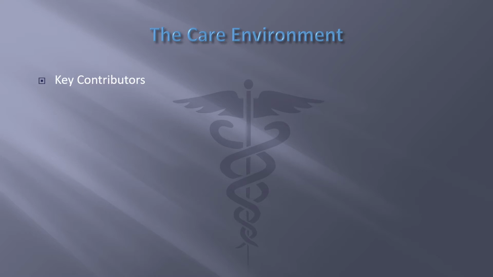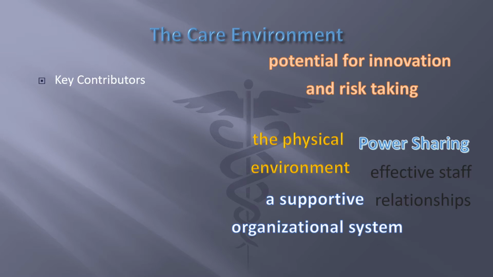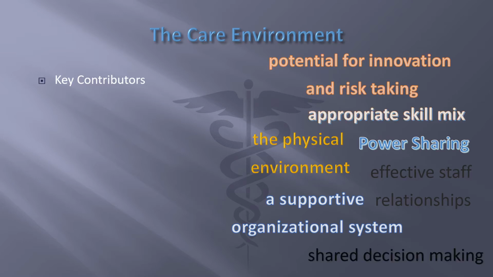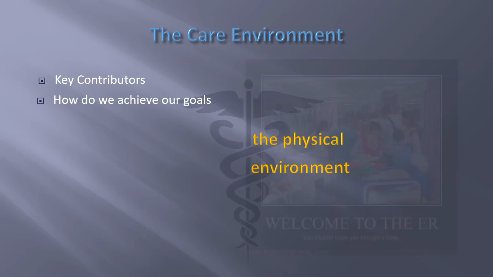The key contributors to the care environment are power sharing, the physical environment, potential for innovation and risk-taking, effective staff relationships, a supportive organisational system, the appropriate skill mix, and the shared decision-making system. So what does this mean? This means that we have to think about the whole care environment. Everything in it has a purpose and a place.